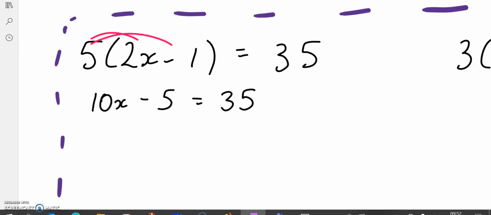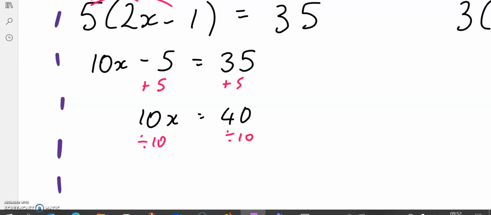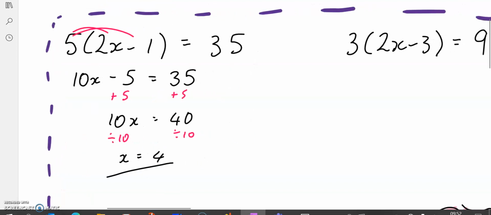Now, it's a more normal equation. I'm times by 10, I'm taking away 5. So we'll add 5 to both sides. 10x equals 40. We'll divide both sides by 10. And that'll lead to x equals 4. So the big idea there, if there are brackets, multiply them out first and then do stuff to both sides.